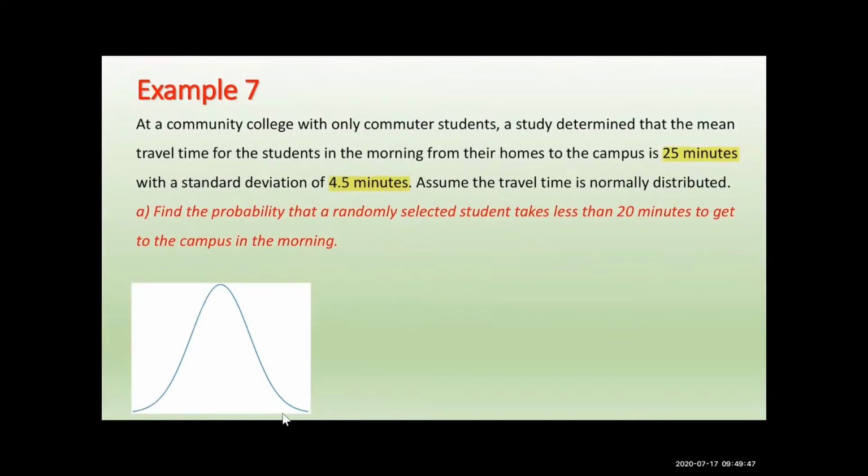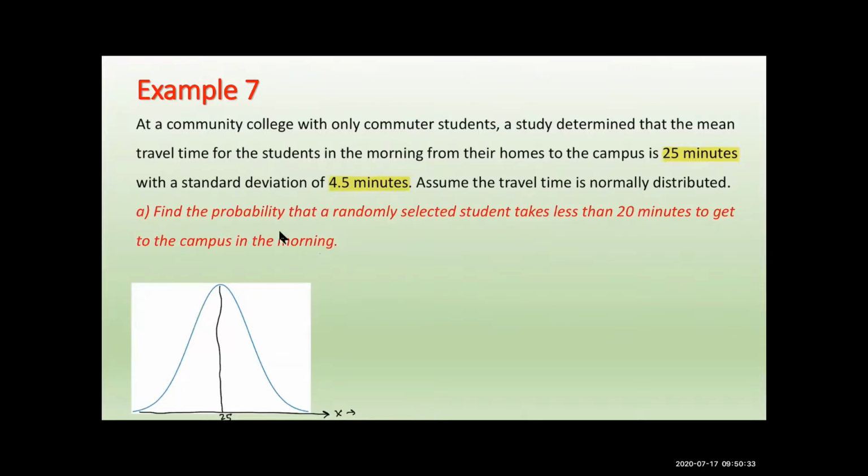So along the x-axis, you have the travel time, which is normally distributed. We have to answer each of the questions. The first part is, find the probability that a randomly selected student takes less than 20 minutes to get to the campus in the morning. Let's first complete the drawing here. Along the x-axis, you have the time, which is denoted by x. Right in the middle of the graph, you have the mean, and the mean is given to be 25.